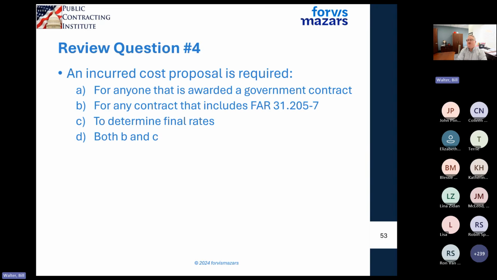So the incurred cost proposal is required by FAR 31.205-7, and it is for the purpose of determining final rates. So that's why I would accept both D as well as B. But if we wanted to get technical, you don't need it to determine final rates. I can calculate final rates and go through an audit without submitting an entire ICP. So both B and D, when I looked at it, and I evaluated it, I said, okay, that's where we go.